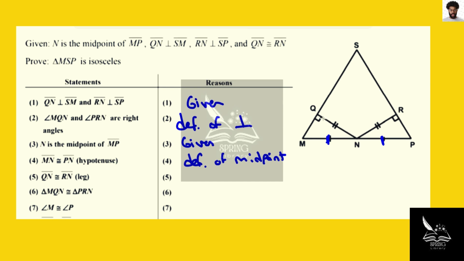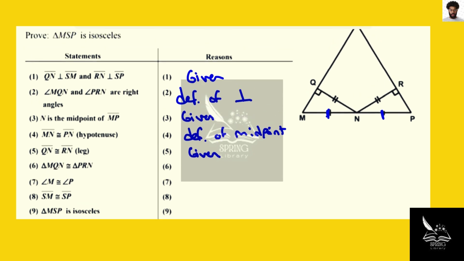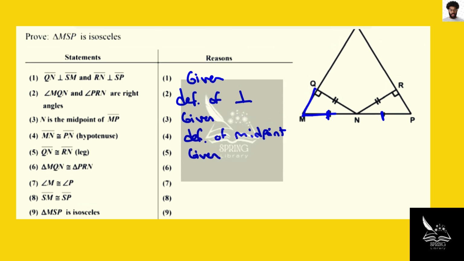QN congruent to RN was another given piece of information. And now these triangles, MQN and PRN, are congruent because we have corresponding congruent hypotenuse and legs in right triangles, so that's by HL.